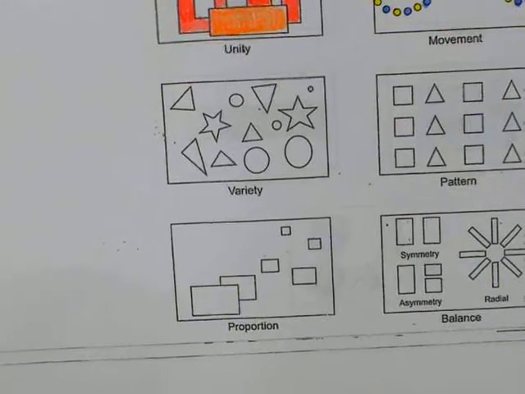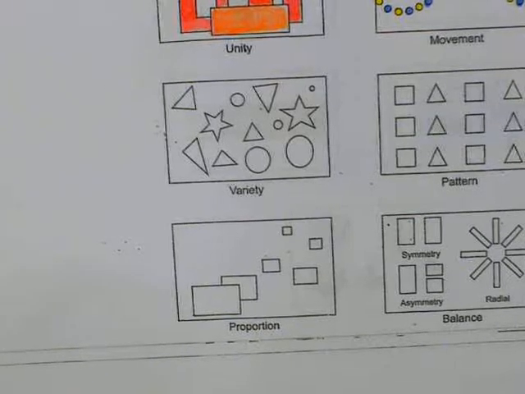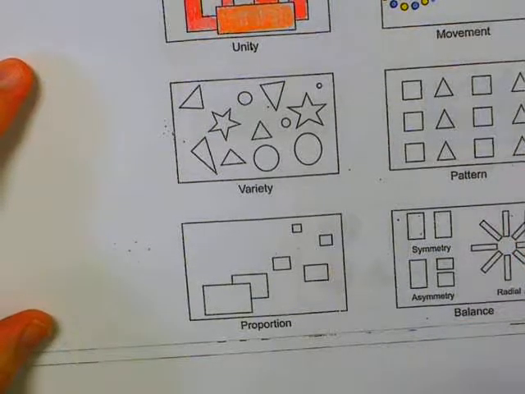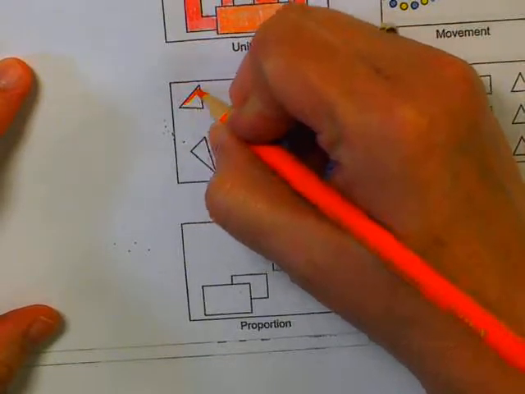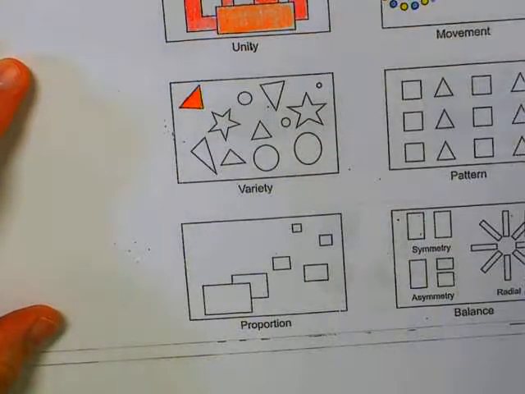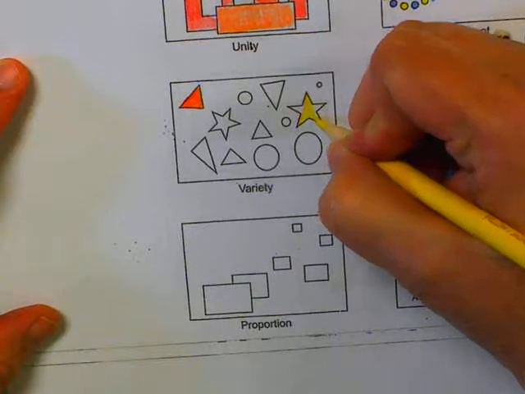The next one is variety. Have you ever heard somebody say that variety is the spice of life? That means the more different life experiences you have, the better and more interesting your life is. So, look at variety. There's all kinds of different shapes, and we're going to make them all different colors. So I want them dark, I want them bright colors, but I want them different colors. We want a variety of colors.